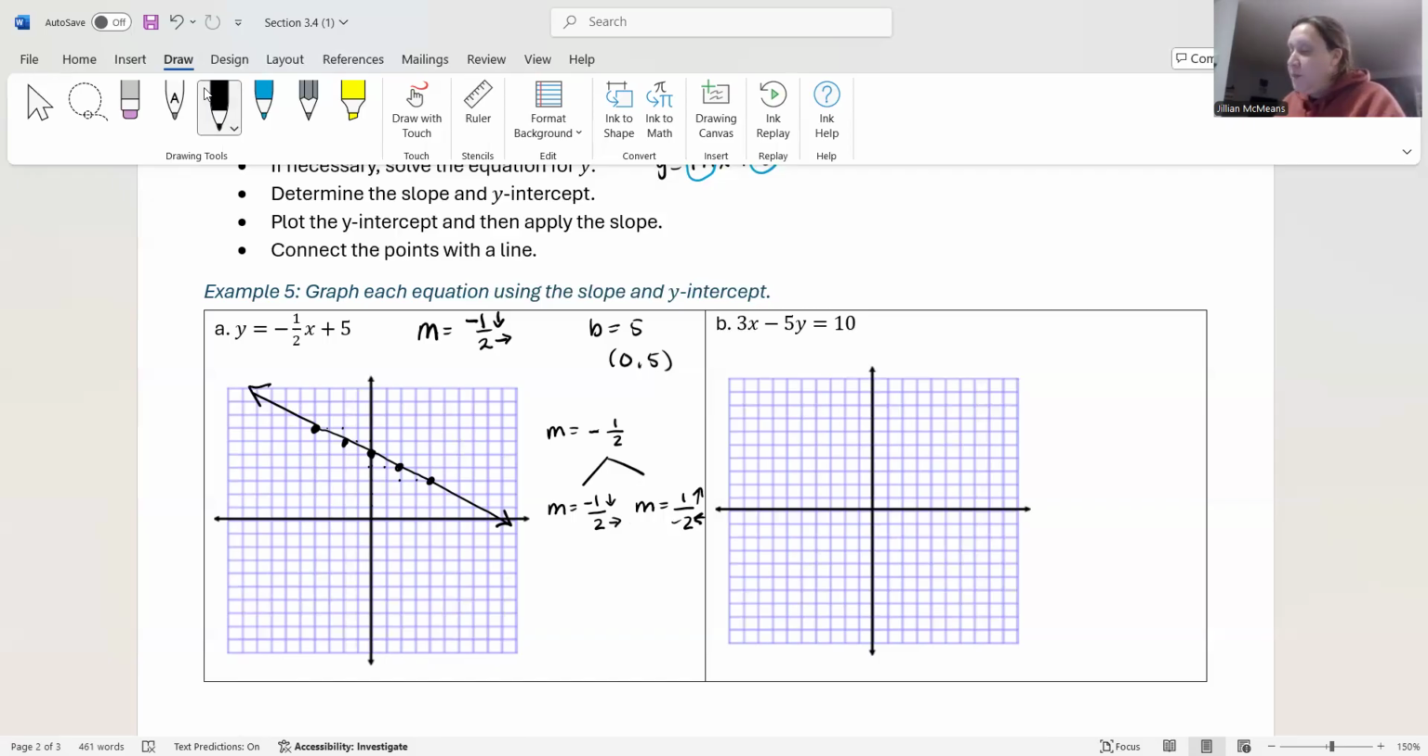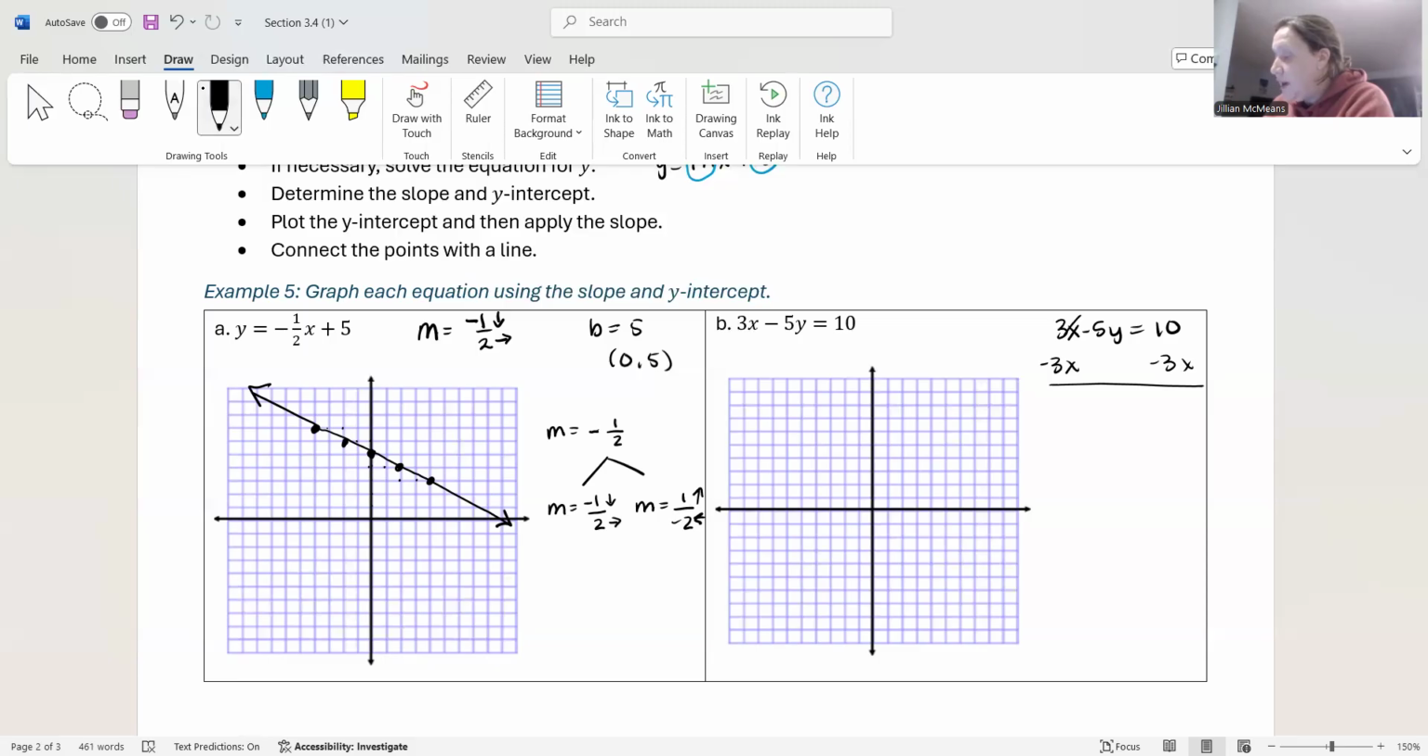For part B, we have 3x - 5y = 10. In this case, we do want to solve for y. So over here on the side, I'm going to solve for y. We have 3x - 5y = 10. I'm going to start by subtracting 3x from each side.